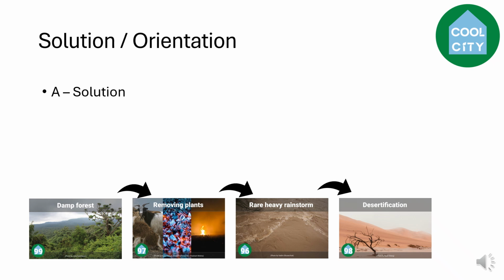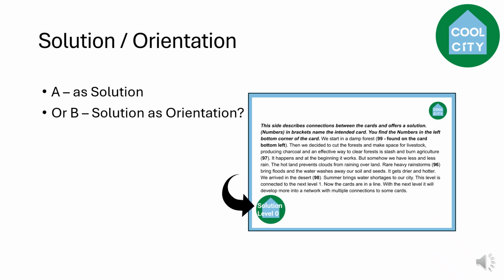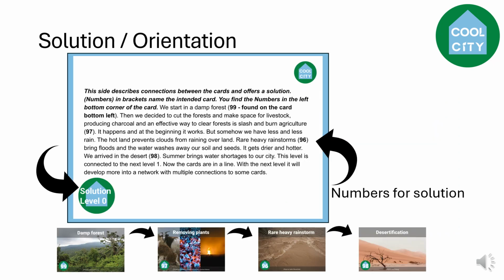A. Do you want to follow the solution? Or B. Would you rather use the solution card as a guide? In the text of the solution card, you will find numbers in brackets. These correspond to the card numbers on the playing cards and help you as a guide or solution. This is the text from the solution card. This page describes the connections between the cards and offers a solution. Numbers in brackets indicate the intended card. We find the numbers in the lower left corner of the playing card.